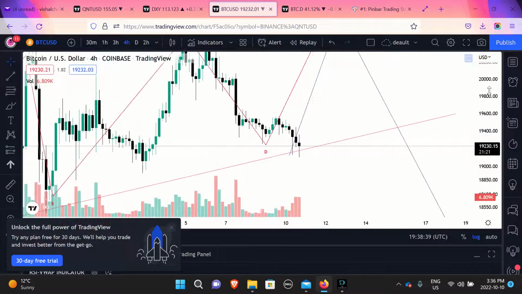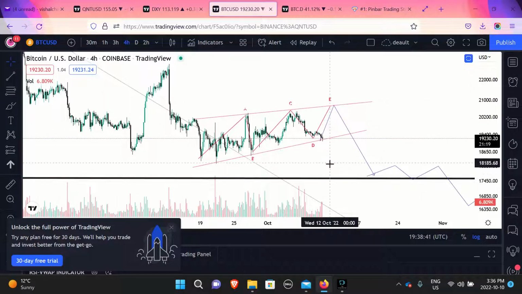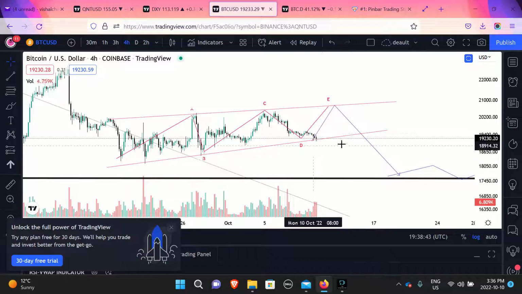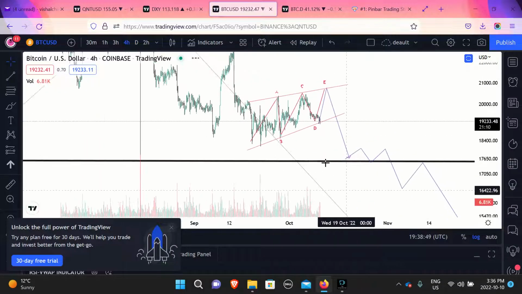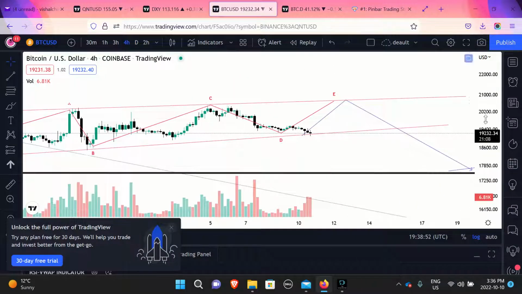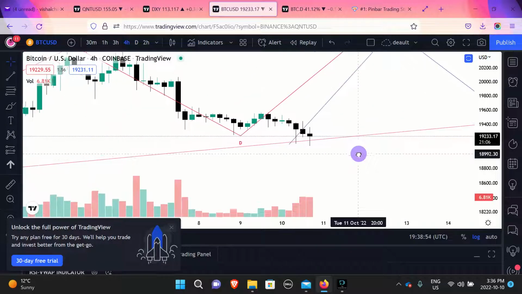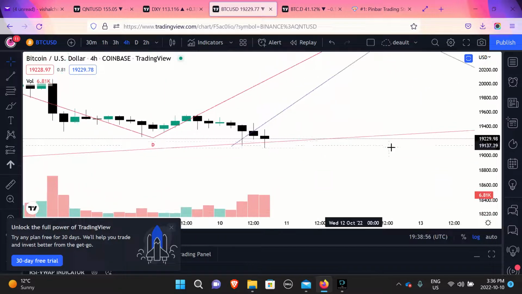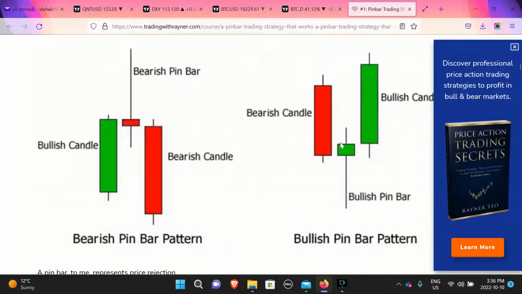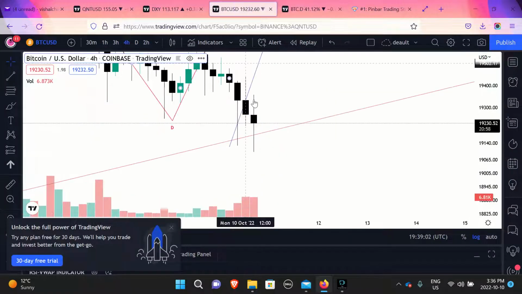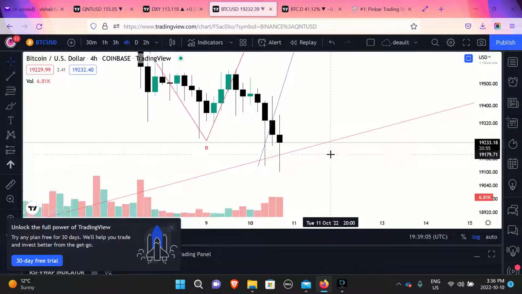Let's take a look at Bitcoin. This is what Bitcoin looks like. I expect us to rebound off these lows, go up to make our E wave, and then come back down and enter our final phases of capitulation. And for Bitcoin, we actually have a bullish pin bar as well over here. See, bullish pin bar, same thing.